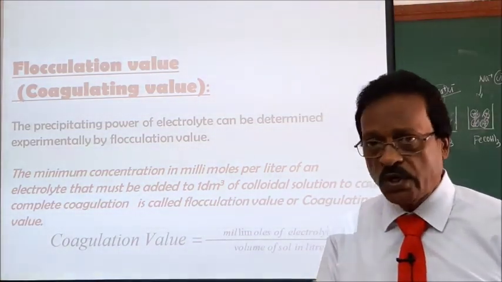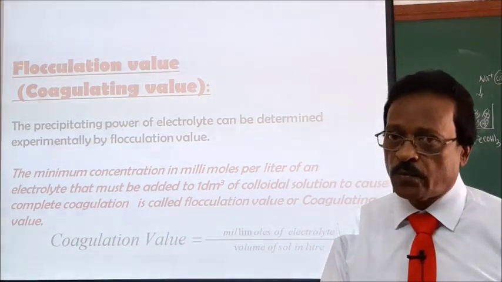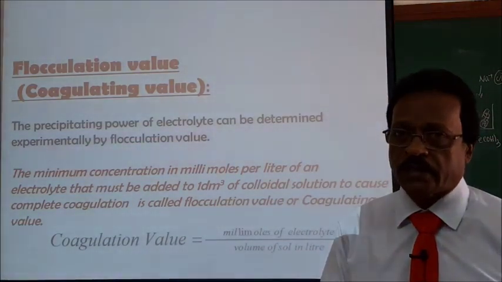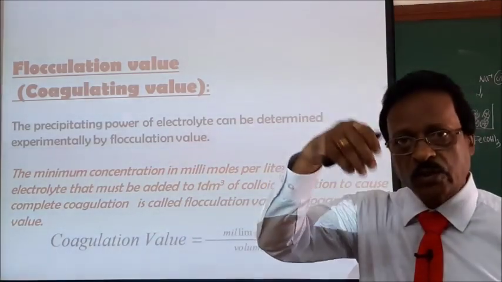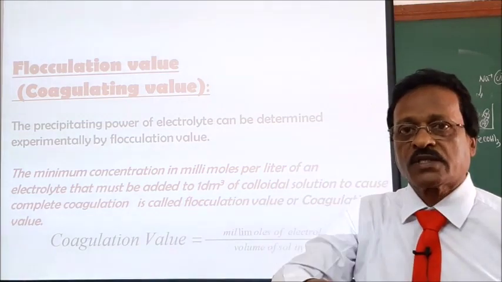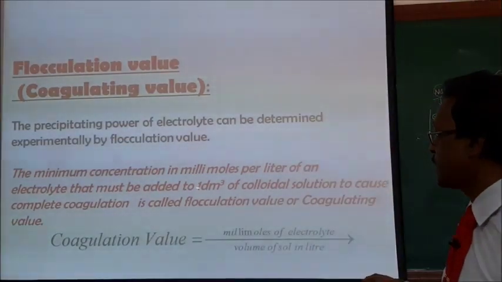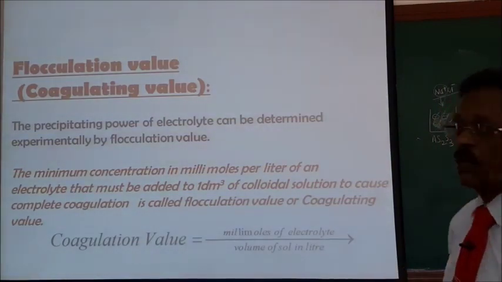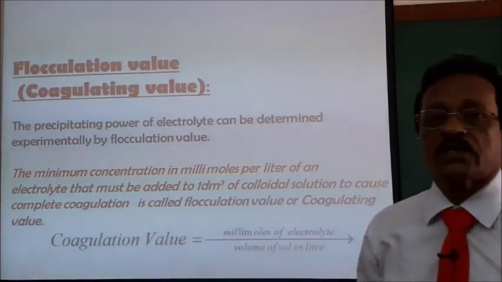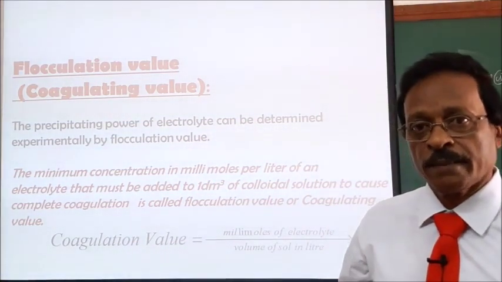I have taken 1 dm cube of the sol. For complete coagulation, what is the minimum amount of electrolyte that should be added? That minimum amount is expressed in millimoles. The minimum concentration of an electrolyte in millimoles per dm cube that must be added to 1 dm cube of colloidal solution to bring about the complete coagulation is called the flocculation value. I defined it. Now we have to apply.